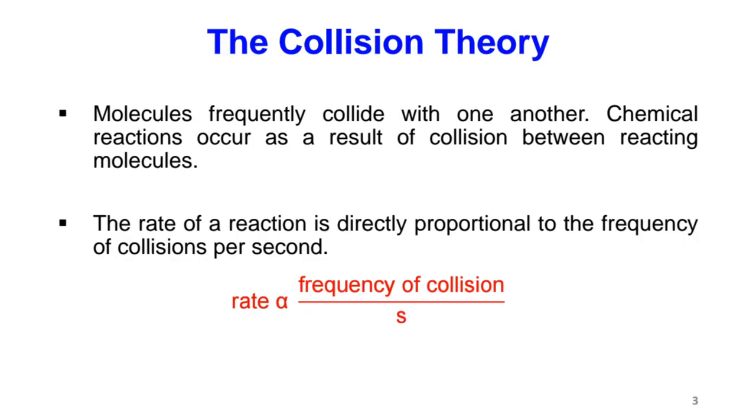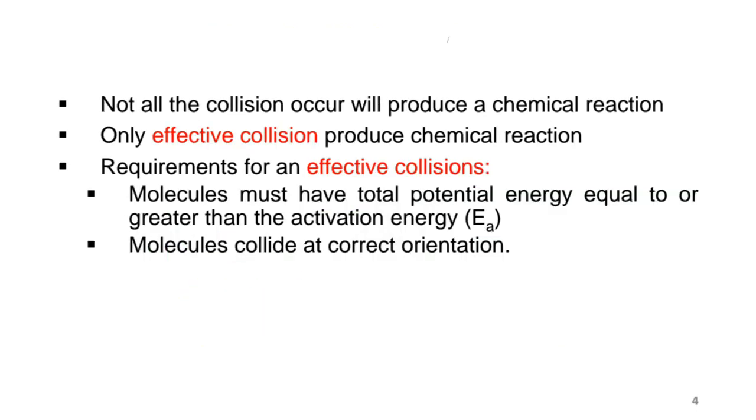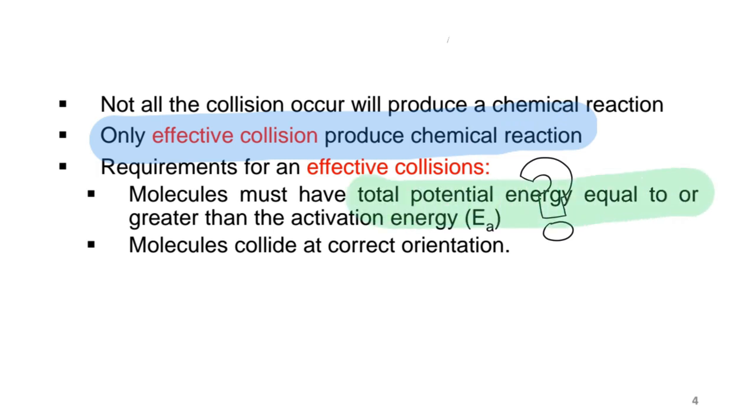In chemical reactions, reacting molecules collide with each other. When more collisions occur, meaning the frequency of collisions per time increases, the rate of reaction will increase. Only effective collisions can cause a chemical reaction. What is an effective collision? When molecules collide, the total potential energy must be equal to or greater than the activation energy, and the molecules collide at the correct orientation.